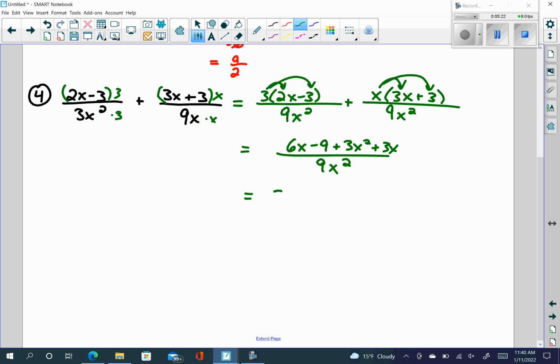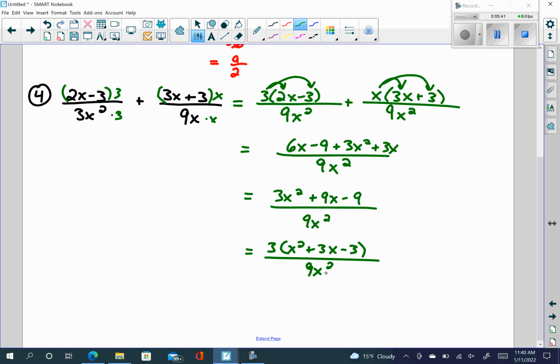Combine our like terms. I want to write the 3x squared first. 6x plus 3x will give us a 9x minus 9 over 9x squared. Now there is a GCF up top of a 3, so let's see what happens if we do this. We're going to factor out a 3. We're going to have an x squared plus 3x minus 3 left over.